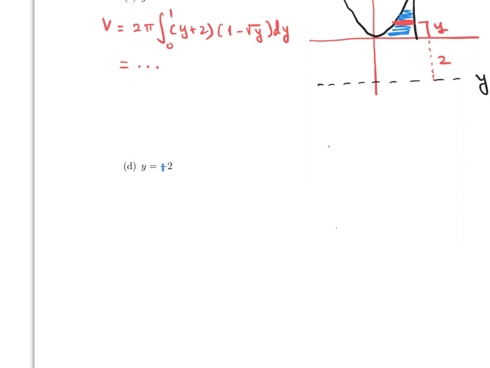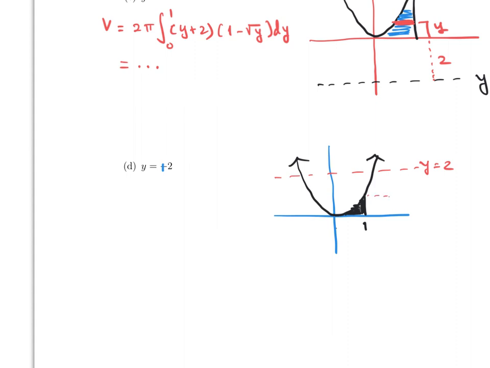is y equals 2 instead of negative 2, so this is a typo. So you still have the same graph. Let's say this is 1, so this is what you're trying to rotate. And then y equals 2 will be somewhere here. Notice that the distance here is still y, and the distance here is 2 minus y.